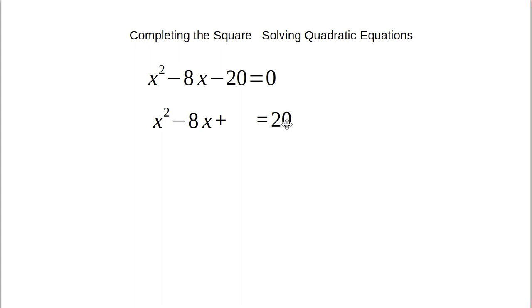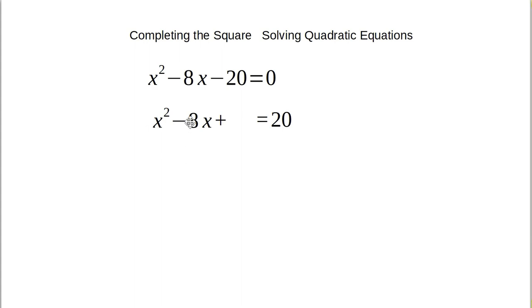Then the next step is to look at the x squared coefficient to see if it is 1. If it isn't 1, you have to make it 1 by dividing. For example, if you had 3 here, then you have to divide each of the terms by 3 to eliminate the 3 here and make it a 1. In our case, we already have 1, so we do nothing.